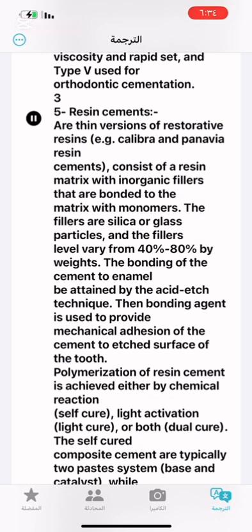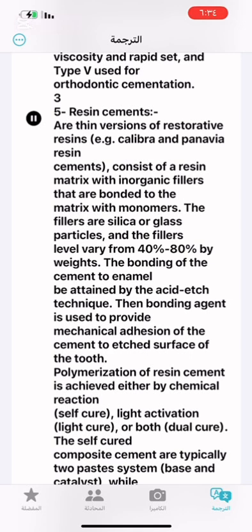Polymerization of resin cement is achieved either by chemical reaction, self-cure, light activation, light cure, or both, dual cure. The self-cured composite cements are typically a two-phase system, base and catalyst, while the light cure cement is a single component system. Properties: 1. Resin cements are insoluble in oral fluids.